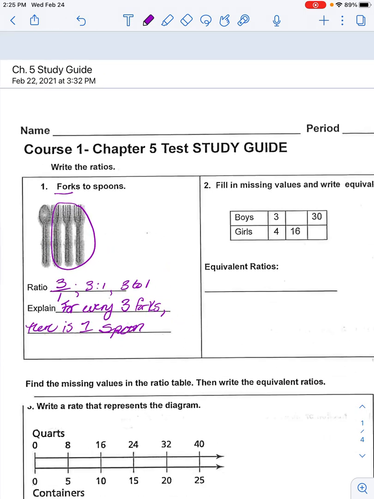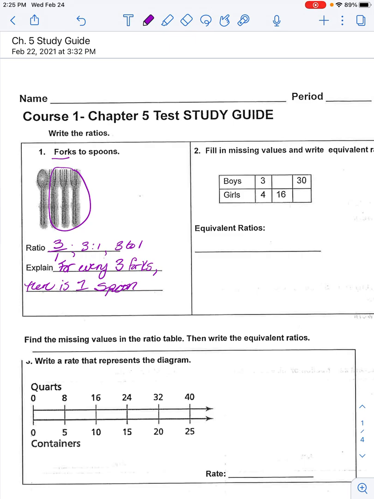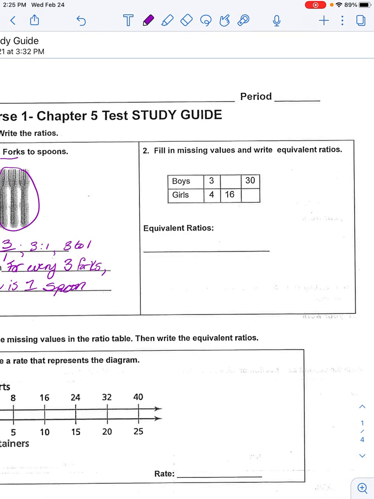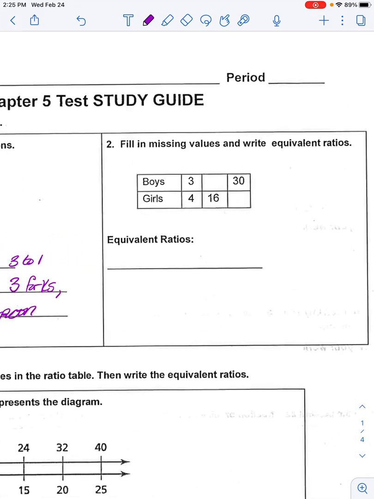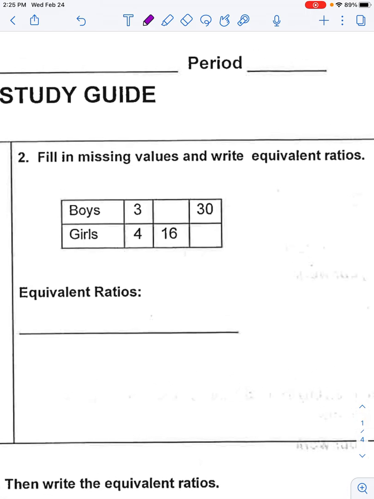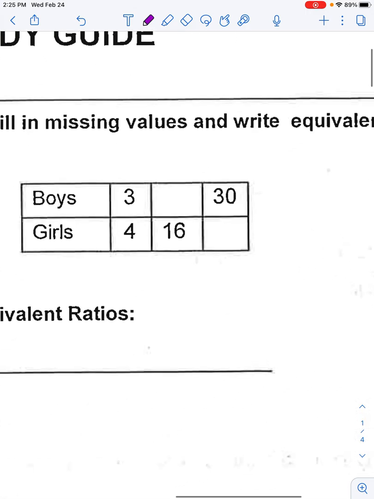Number 2, fill in missing values and write equivalent ratios. So we're going to fill in the box and write the equivalent ratios. So for every 3 boys, there are 4 girls. So if there's 16 girls, how do you get from 4 to 16? You multiply by 4. So do the same to the top. That means there's 12 boys for 16 girls.